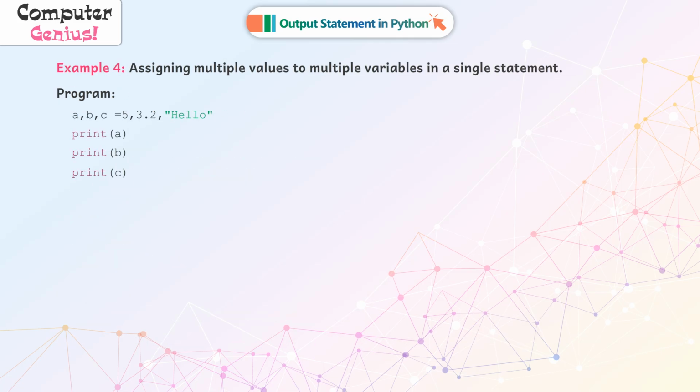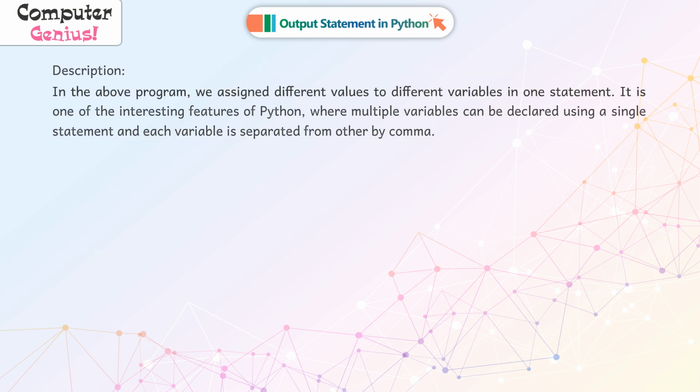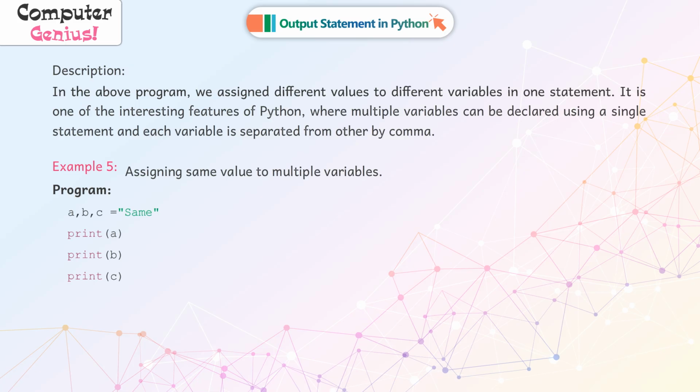Example 4. Assigning multiple values to multiple variables in a single statement. Program. Output. 5, 3.2, Hello. Description. In the above program, we assigned different values to different variables in one statement. It is one of the interesting features of Python where multiple variables can be declared using a single statement and each variable is separated from other by comma.